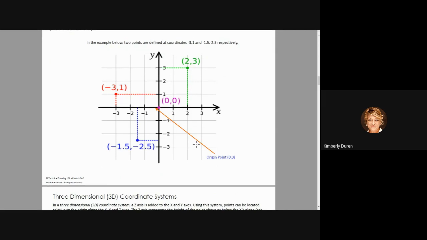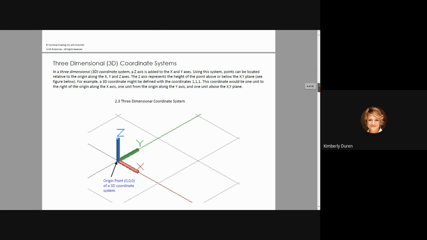Any questions on that? So up and to the right is positive. If you can just remember that, up and to the right is positive, then you're in good shape. The others are negative.